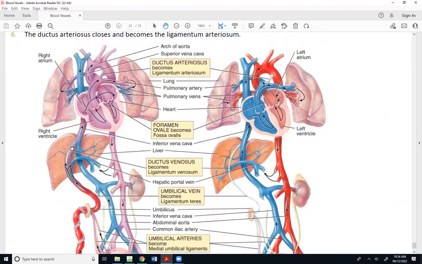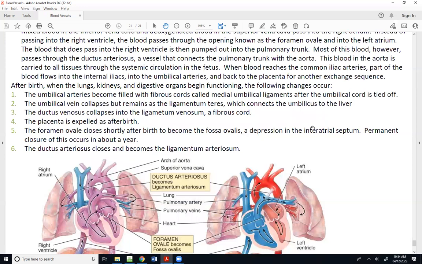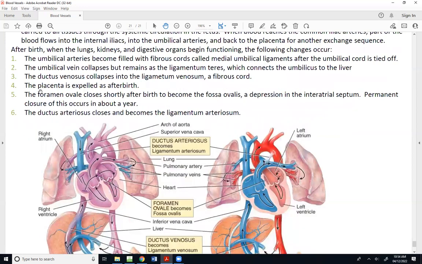That ductus venosus, that branched off of the umbilical vein, no longer serves a purpose. It becomes the ligamentum venosum. Probably before any of that stuff's going to happen is the placenta is going to be expelled as afterbirth.